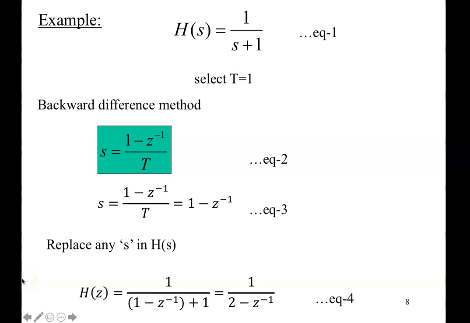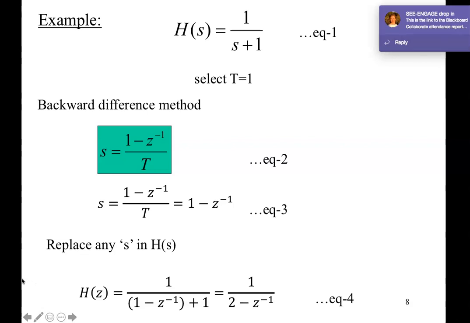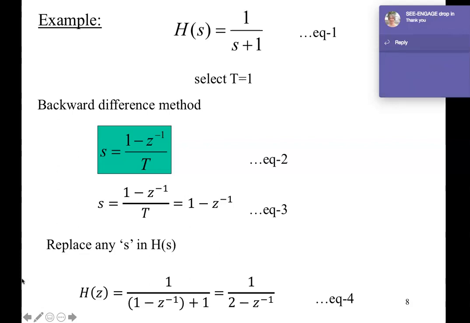So I introduced two of the many possible methods to convert continuous time controller Ks into discrete time controller Kz. One is known as the backward difference method, which is the one in equation 2 here. And the second one is the bilinear method.